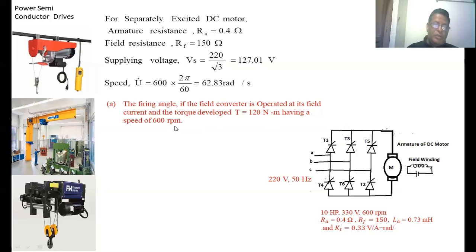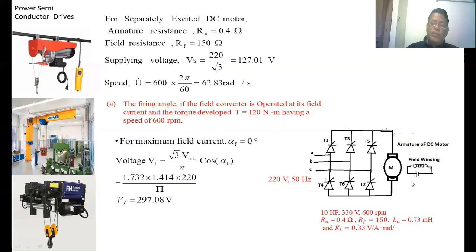This is the first objective what we have to find out here. Here the field circuit also fully controlled converter is used. So the maximum field current is passing through the field winding. If you maintain the firing angle alpha F equal to 0 degree, so it is also three-phase fully controlled converter, the converter which is used in a field circuit.